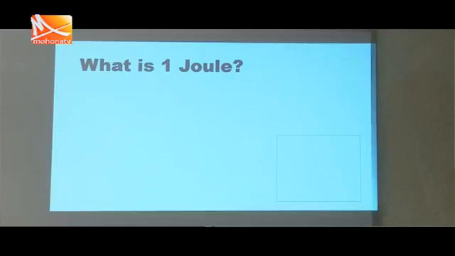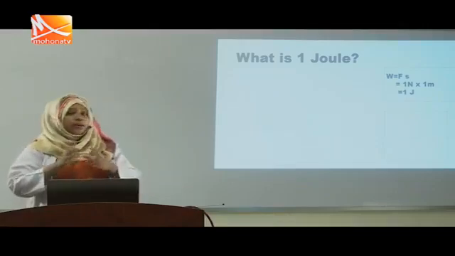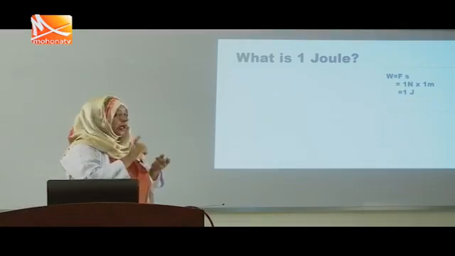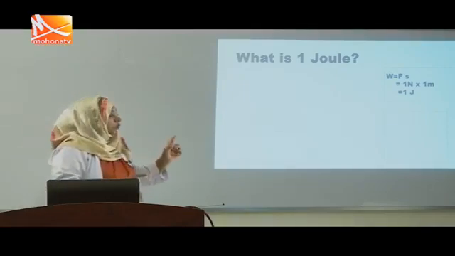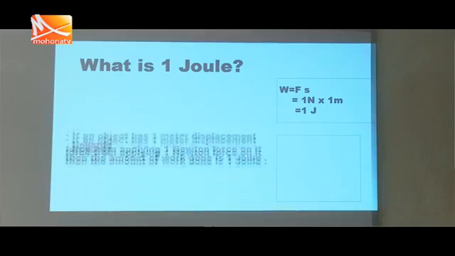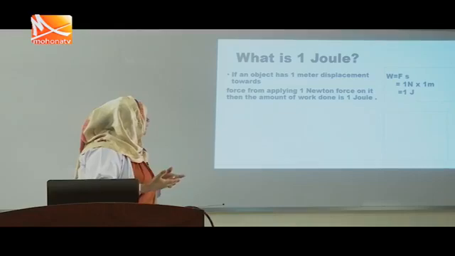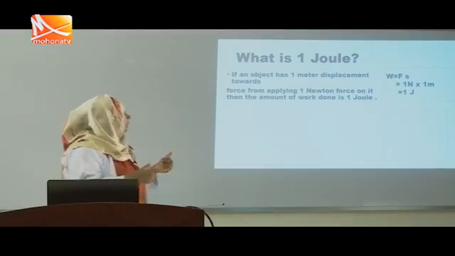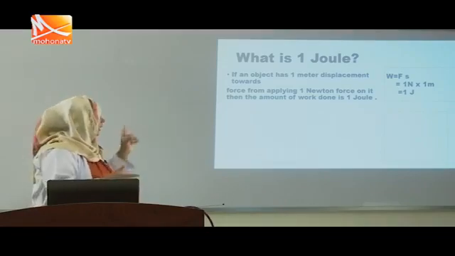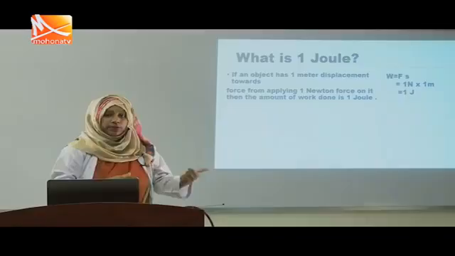What is 1 joule? We know work equals force into displacement. That means if we multiply force and displacement, its result should be 1. That means 1 Newton into 1 meter equals 1 joule. So we can define it like this: if an object has 1 meter displacement in the direction of force, from applying 1 Newton force on it, then the amount of work is 1 joule. Here you notice that 1 Newton force is applied on the body and the displacement is 1 meter.